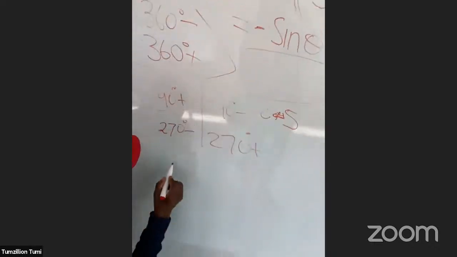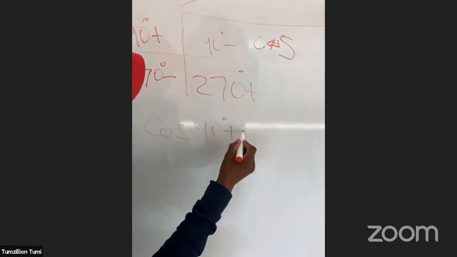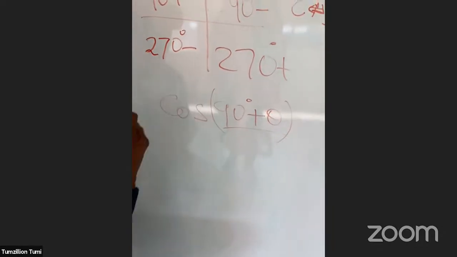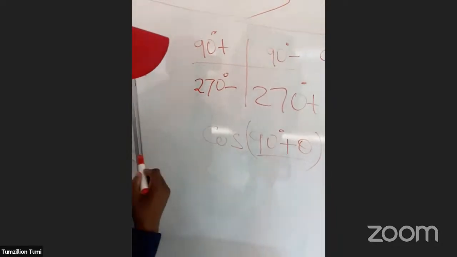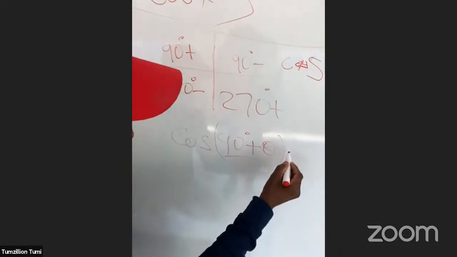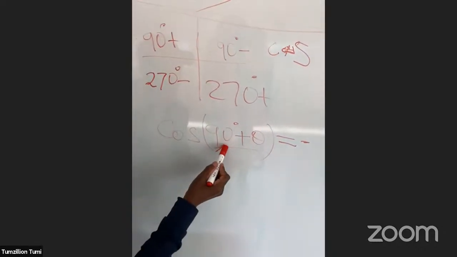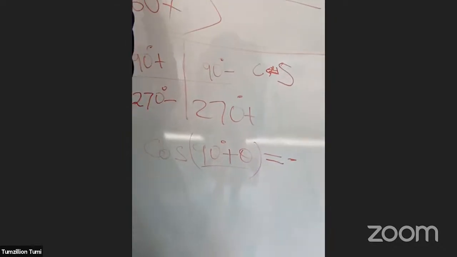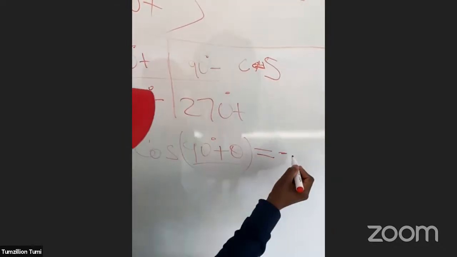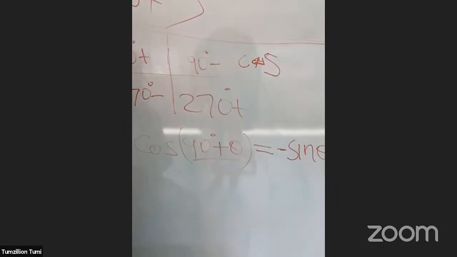As an example, if you say what is cos of 90 degrees plus theta, the first question is, which quadrant is 90 degrees plus? 90 degrees plus is the second quadrant. Is cos positive or negative in the second quadrant? We all know that it is negative. So the first thing is to put your negative. Now, because it's a 90 degrees, not a 180 or 360, cos changes to its co-function, which is sine. So this becomes negative sine of theta.